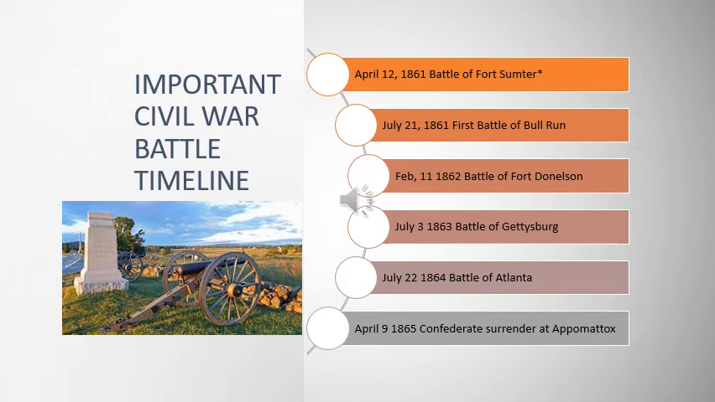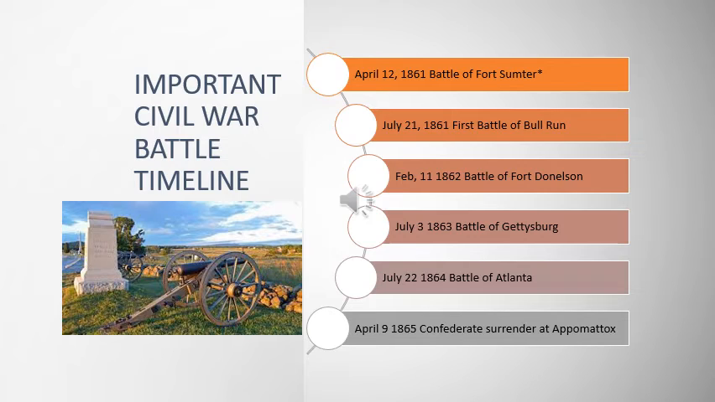Important Civil War battle timeline. April 12, 1861. First shots of the Civil War happened at Fort Sumter, just outside of Charleston, South Carolina, when Confederate forces opened fire on the Union Army. July 21st, 1861. First casualties of the Civil War at the Battle of Bull Run.